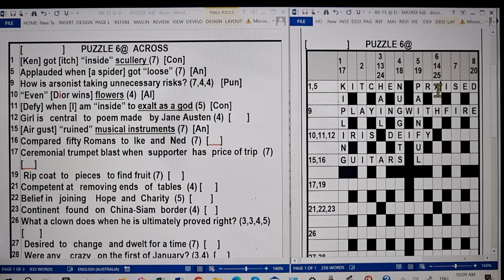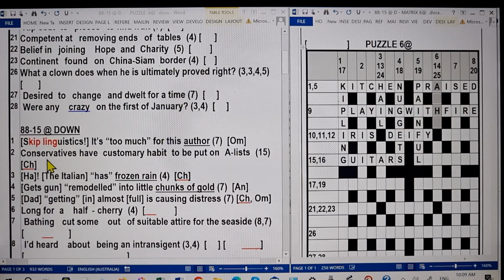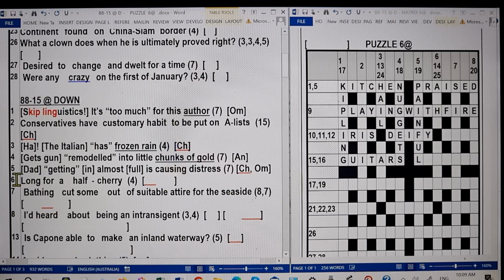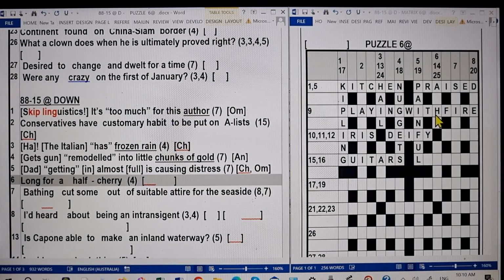Next one, let's look at this one here, which is going to be 6 down. Long for a half cherry. 6 down, long for a half cherry. And 6 down has an A and an H. Over to you, pause, solve, and then resume.